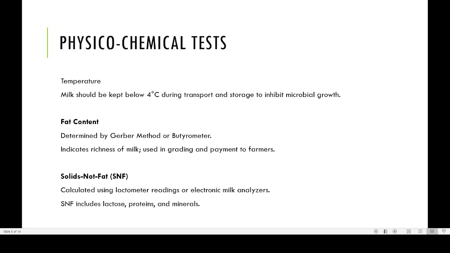Then next coming to the more scientific tests, which are physico-chemical tests. One is temperature. The milk should be kept below 4 degrees centigrade during transport and storage to inhibit microbial growth. So there won't be much bacteria developing or living at a temperature lower than 4 degrees. That is why our refrigerators are all working on that principle.